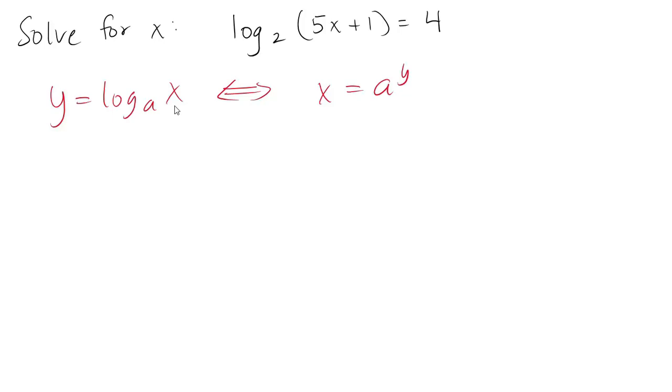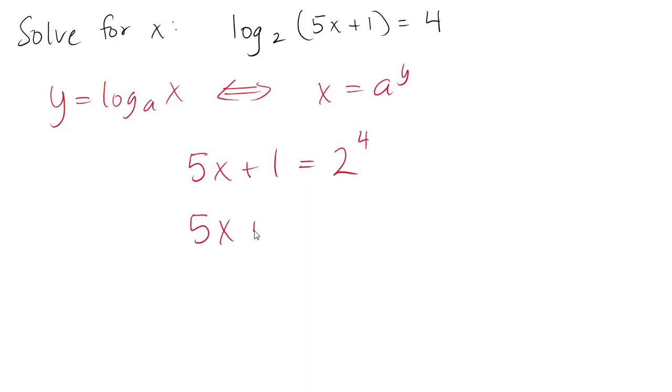The input to the logarithm goes by itself on one side. The input to our logarithm is 5x plus 1. I'm going to isolate that on one side. The base of the logarithm becomes the base of the exponential expression. The base of our logarithm is 2. That's the base of the exponential expression. The output of the logarithm becomes the exponent. The output of the logarithm is 4. So we get an exponent of 4. 2 to the 4th is a number we can calculate. 2 times 2 times 2 times 2 is 16.